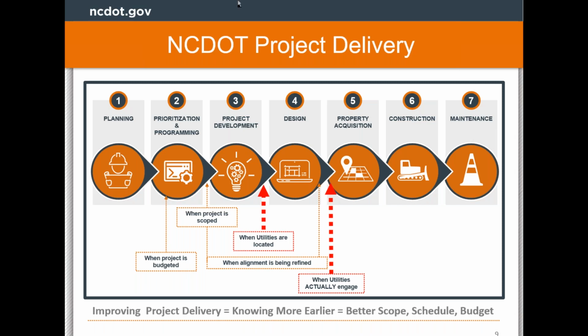And then the project will move into a handoff between the prioritization and programming phase into project development. And that's really when the alignment starts to be defined and things like that. But utilities still aren't being located at that particular time. They are going to come in towards the end of that process prior to design, and utility coordination will start to occur at that point. Once it goes through the design process, we actually get into the part where the utilities will actually be engaged officially to move their facility.